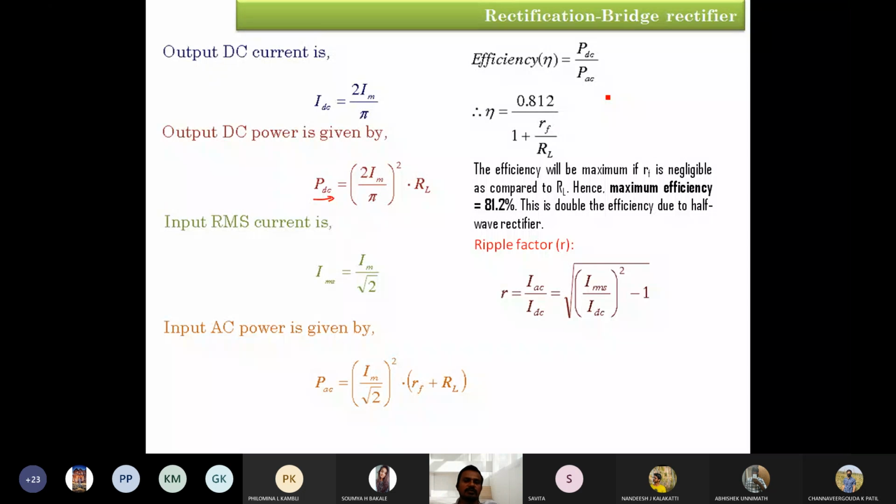So to convert or to get pure DC, we need to use another component. So what is that component? We will deal with that one in the next class. Okay. Till then, have a nice day. Thank you.